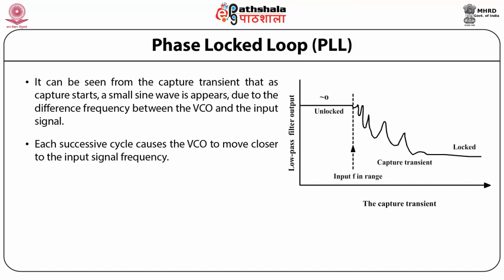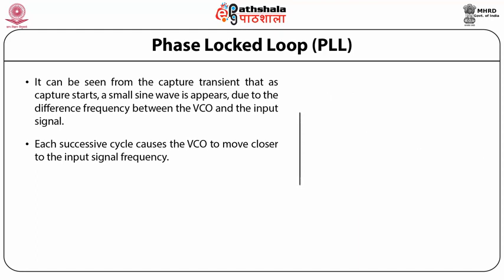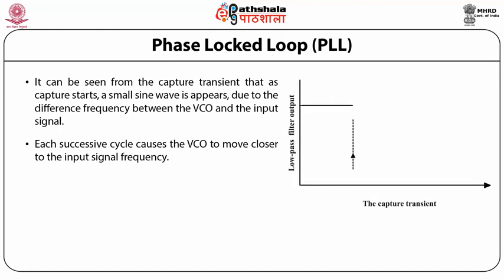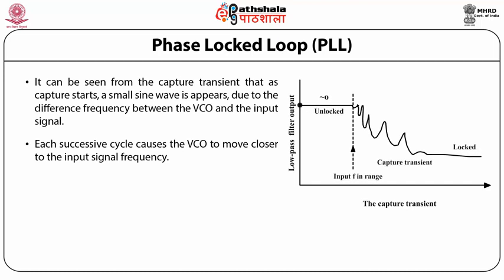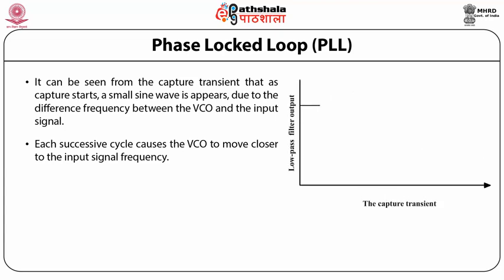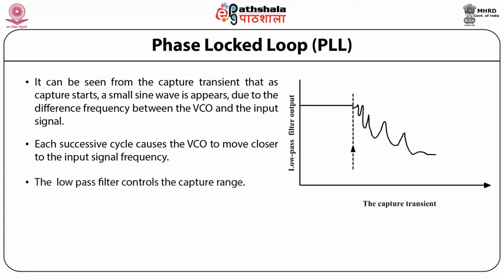So the difference in frequency becomes smaller and a large DC component is passed by the filter, shifting the VCO frequency further, and this continues until the VCO locks onto the signal and the difference frequency is DC. So the low pass filter controls the capture range.